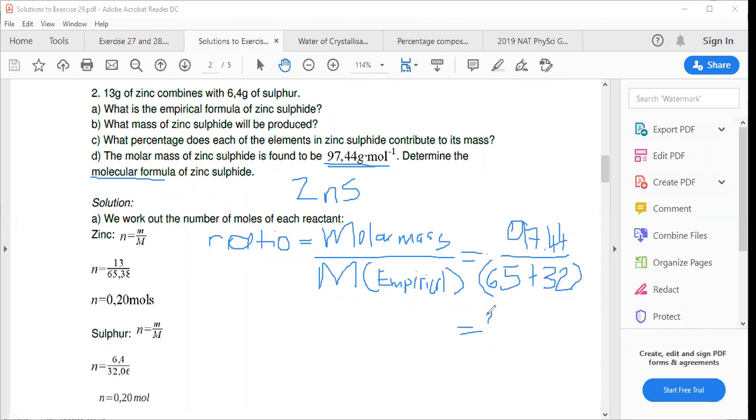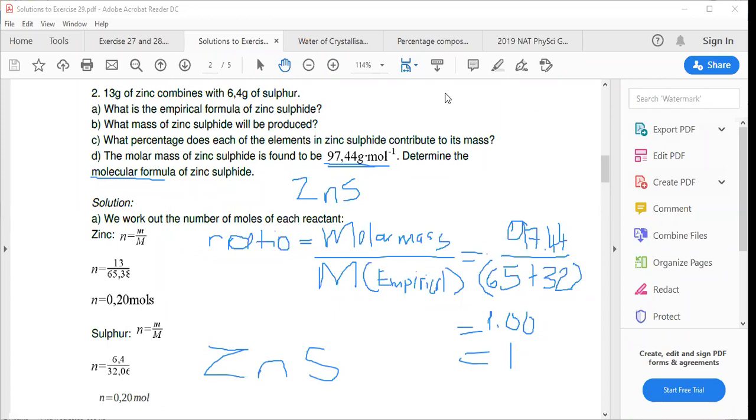I round it off to the nearest whole number, 1.00. So my ratio is approximately 1. So what am I going to do to this 1? I'm going to go back and multiply everything by 1. Since I'm multiplying by 1, the actual formula of this substance is still zinc sulfide, because I found my ratio to be 1. If it was 2, I was going to multiply everything here by 2.